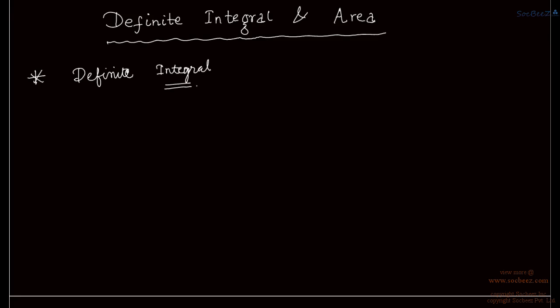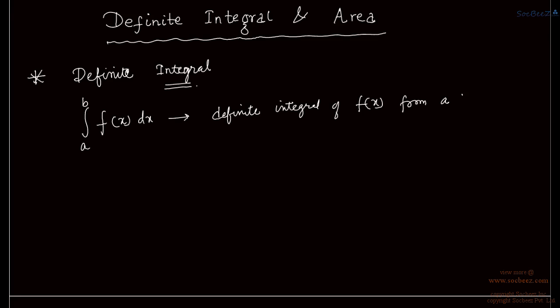So if we say integral f(x) from a to b, dx, what does it mean? This is called a definite integral, the definite integral of f(x) from x equal to a to x equal to b.